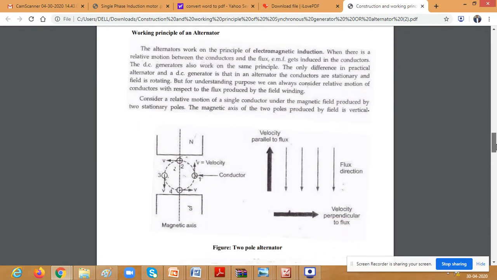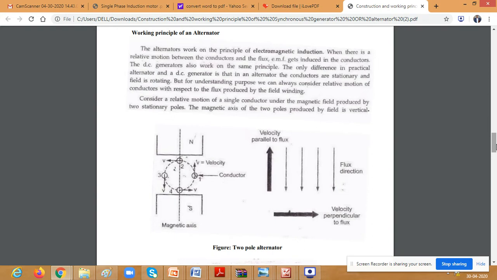Alternators work on the principle of electromagnetic induction, and when there is relative motion between the conductor and flux, then EMF gets induced in the conductor. The same principle is used by the DC generator also. The difference is that in alternators the conductors are stationary and our field is rotating. That is the difference between DC generators and alternators, or we can say synchronous generators.